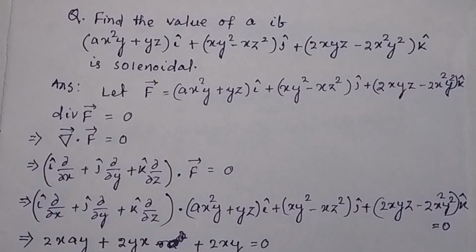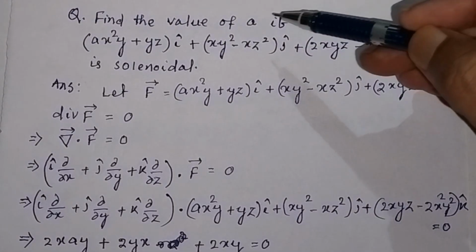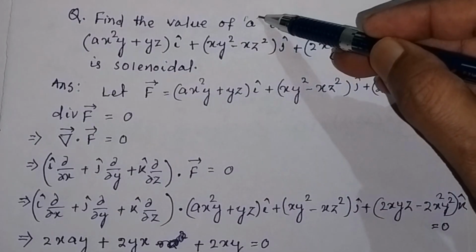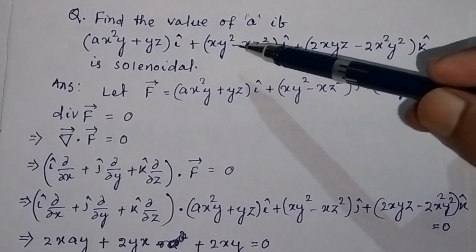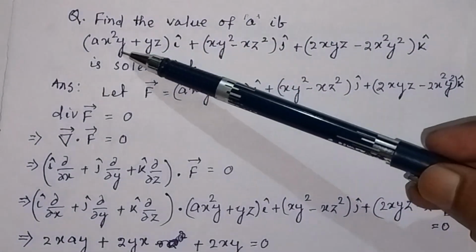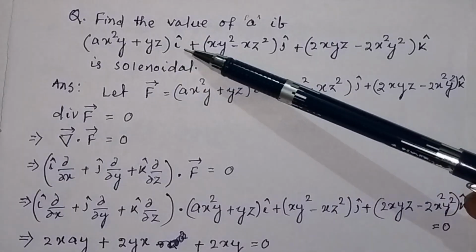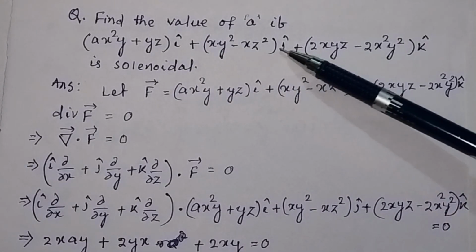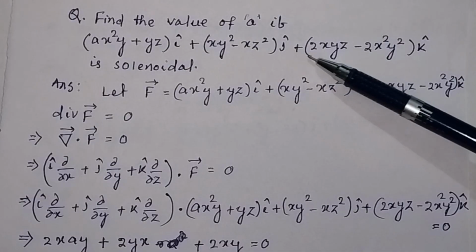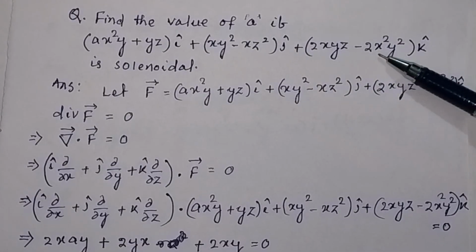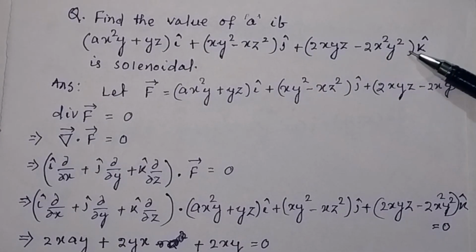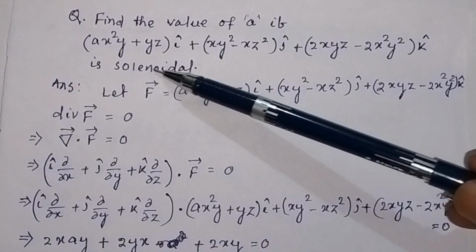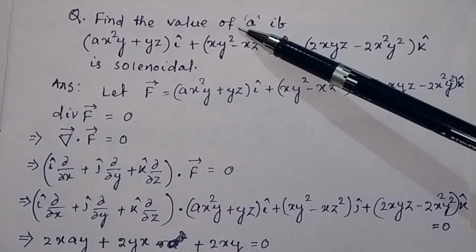Find the value of A. We have to find the value of A if the vector (ax²y + yz) î + (xy² − xz²) ĵ + (2xyz − 2x²y²) k̂ is solenoidal.